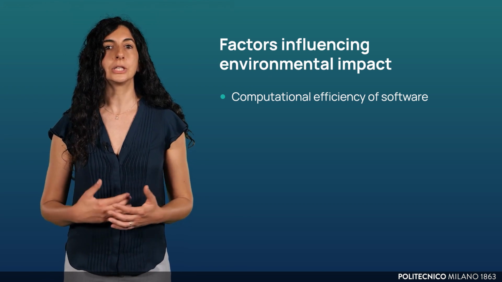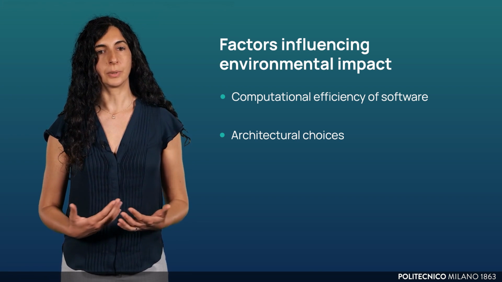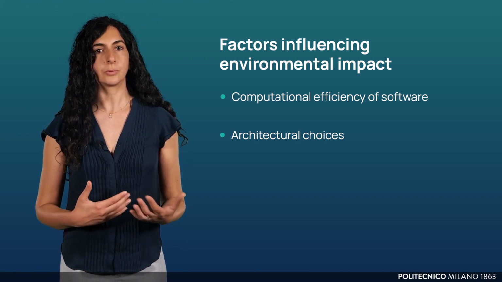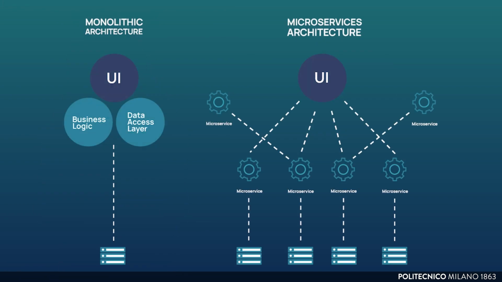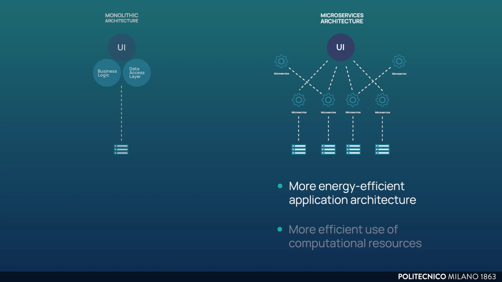Another key aspect is related to the choice of application architecture, such as the number of components, communication patterns, or the adoption of microservices versus a monolithic architecture, which influence the system's complexity and the way it uses resources. An excessively fragmented architecture can generate communication overhead between services, inefficient network usage, and higher latency, resulting in increased consumption. At the same time, microservices generally offer a more energy-efficient application architecture compared to monolithic designs, promoting a more efficient use of computational resources.